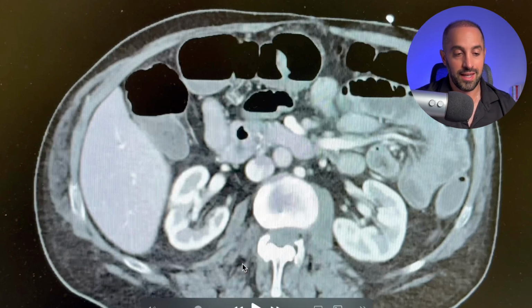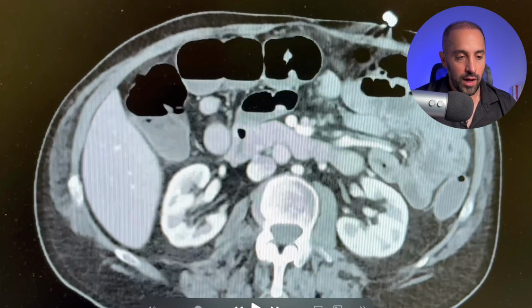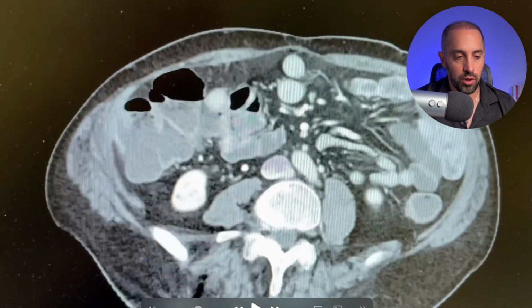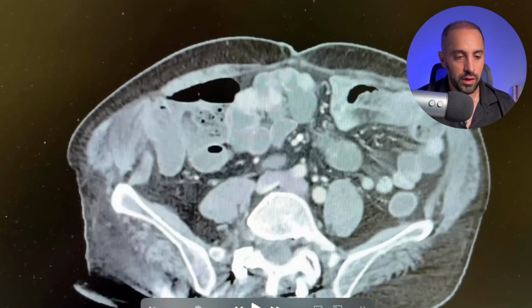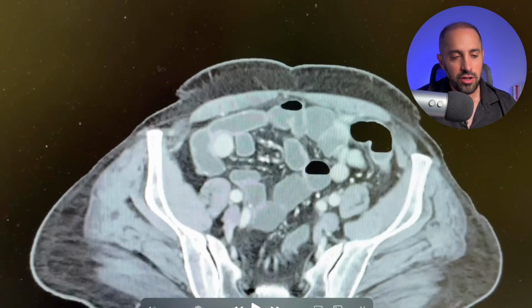And by the way, here are the kidneys. I just love the kidneys. It's like probably my favorite organ. So as we sort of scroll on down, we're going down, and here you see the vertebra. We're scrolling on down, down, down, and now you're starting to see stuff.